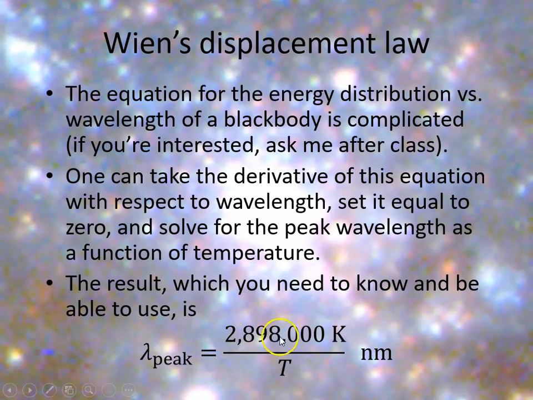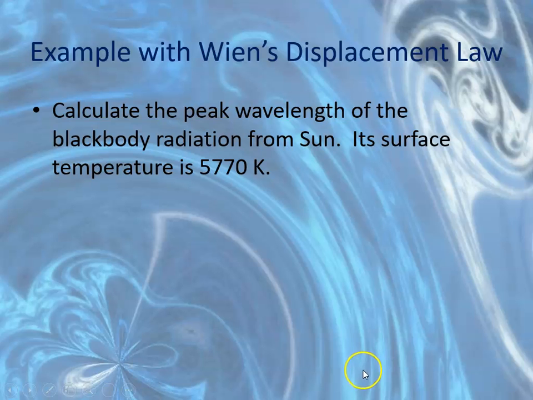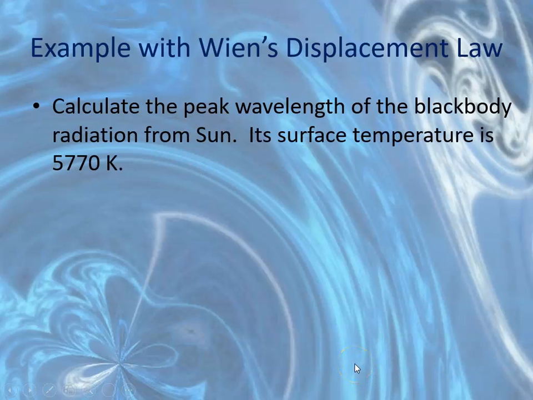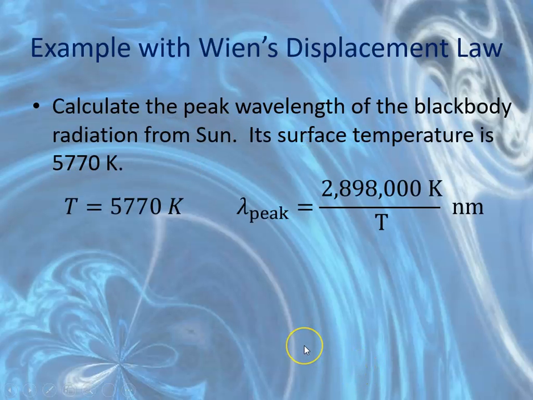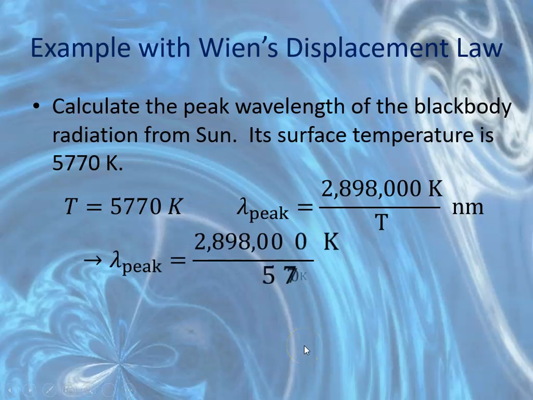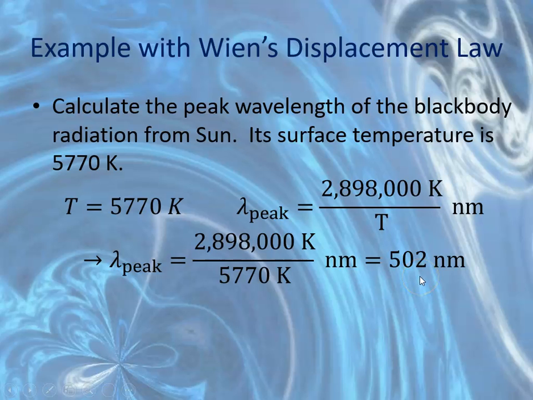Okay, so let's try this out. It's about 2.9 million kelvins divided by temperature, in nanometers. So how about for the sun? Well, plug the sun's temperature into that equation, and cancel the kelvins, and we get a peak wavelength of 502 nanometers. Not surprisingly, that's right smack in the middle of the visible part of the spectrum. After all, that's kind of why our eyes evolved like that.